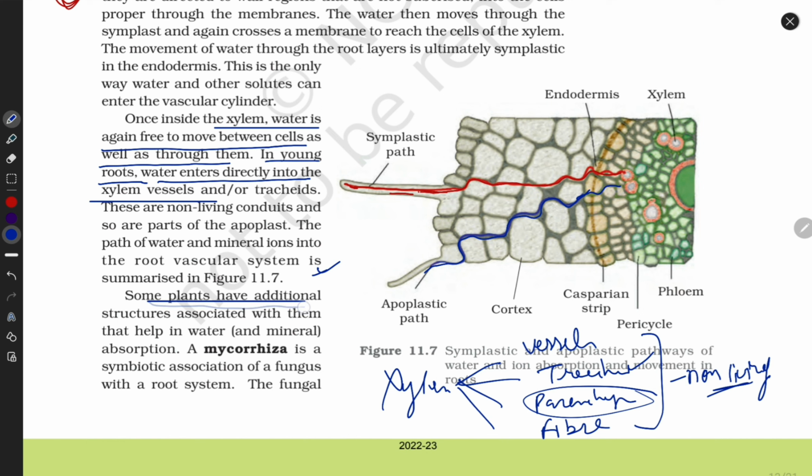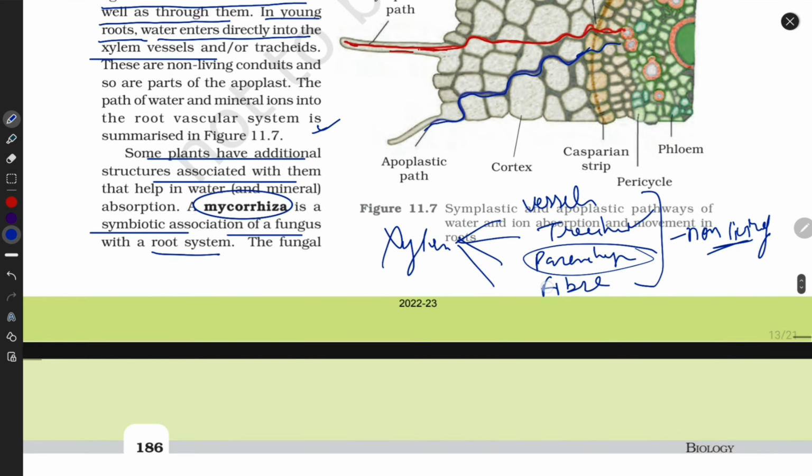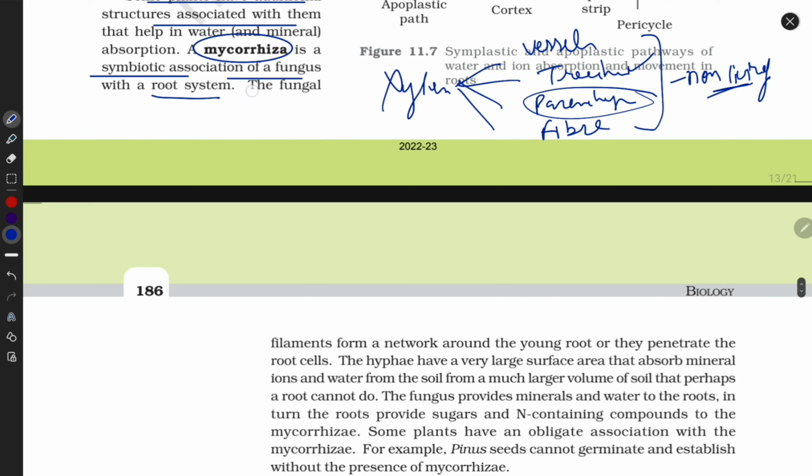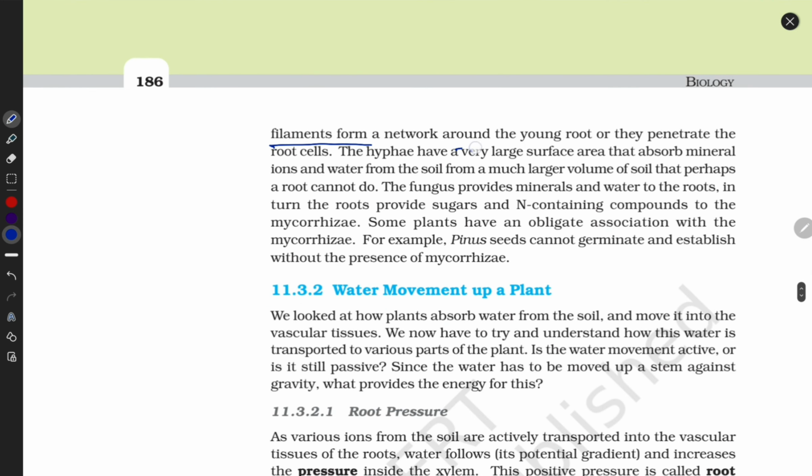Some plants have an additional structure associated with them, like mycorrhizae. This is a symbiont. It is an association of fungus with a root. They attach to the root and provide nutrition and minerals to the plant. The fungal filaments form a network around the young root, or they penetrate the root cells. Means these fungal structures are around the roots and they penetrate the root cells.